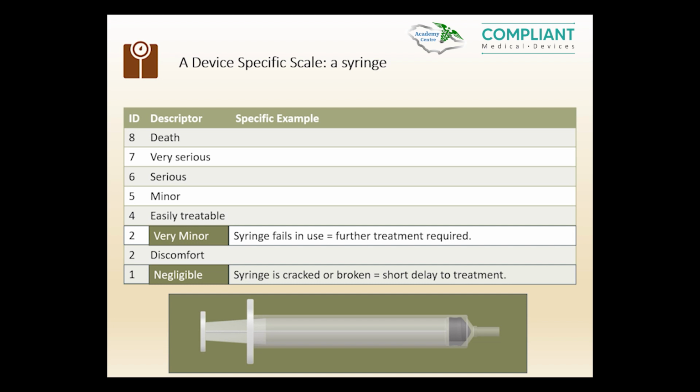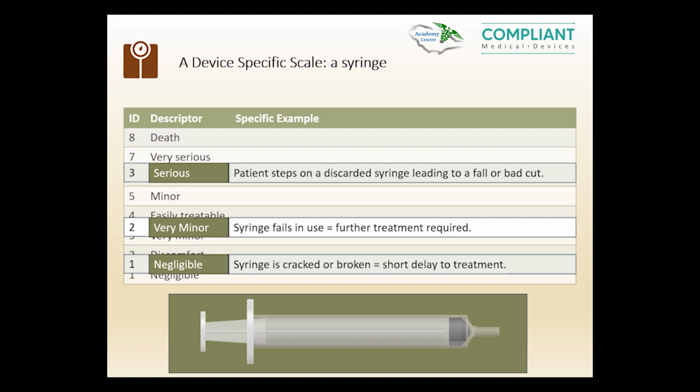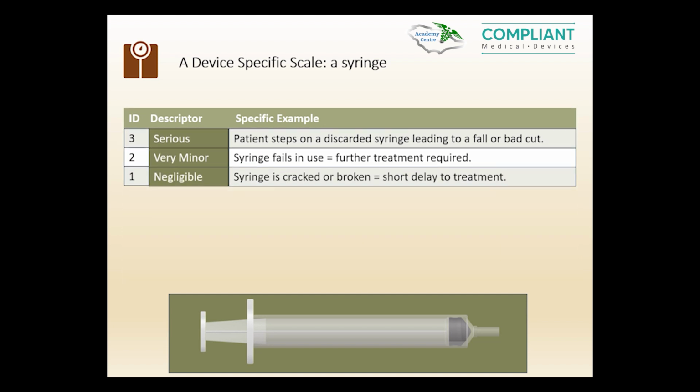Stepping on a discarded syringe, which could lead to a cut or a fall, which we could call serious harm, is unlikely but possible. Now we have three levels, but serious could be renamed, everything from serious to death. The risk team now have specific examples to work to. The severity scores are appropriate and specific to the device.